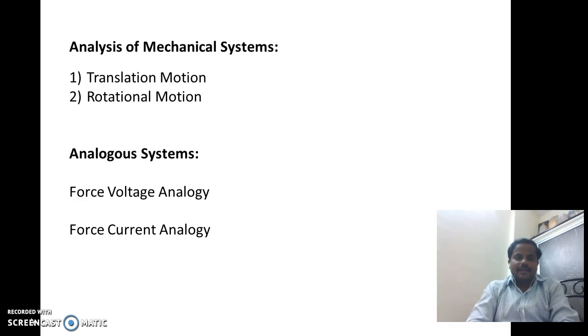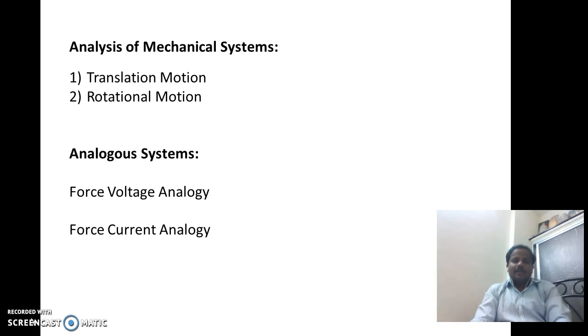Moving ahead, analysis of mechanical systems. There are 2 types of motion, that is translation motion and rotational motion. A mechanical system in which motion is taking place along a straight line is called a translational type. The elements to consider in translation motion are mass, spring, and friction. Similarly for rotational motion, we have to consider elements such as torque, moment of inertia, friction, stiffness, angular displacement and angular acceleration.